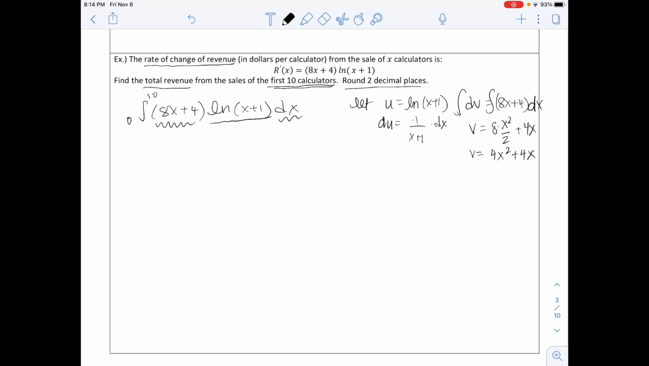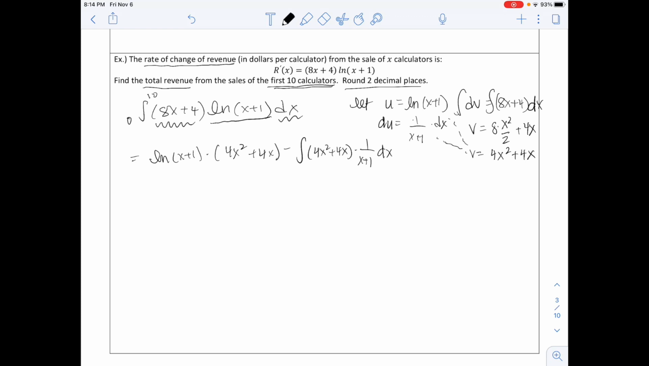So from here, I'm going to set up my integral, which is going to be u times v. Again, I'm going to use that one that we simplified down below. And u is ln of x plus 1, times v, which is 4x squared plus 4x, minus the integral of v times du. So v is 4x squared plus 4x, and then du is equal to 1 over x plus 1 dx.